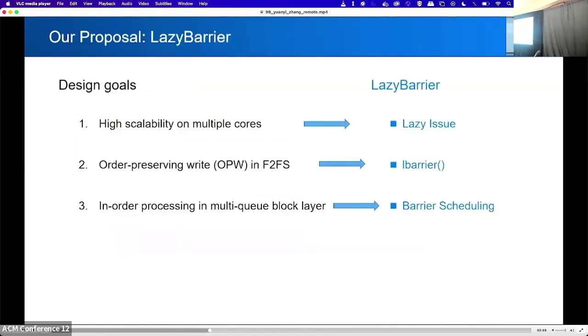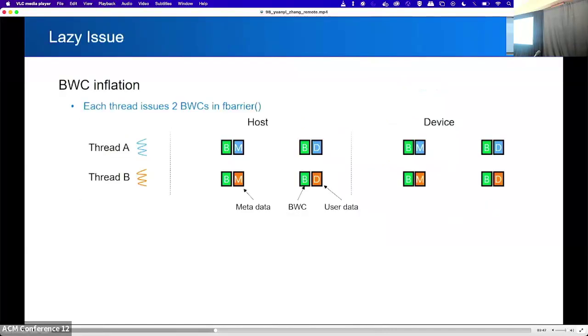To address the limitations, we propose lazy barrier. It includes lazy issue, barrier, and barrier scheduling. To introduce lazy issue, let me explain BWC inflation first. D means user data, B means BWC, and M means metadata.